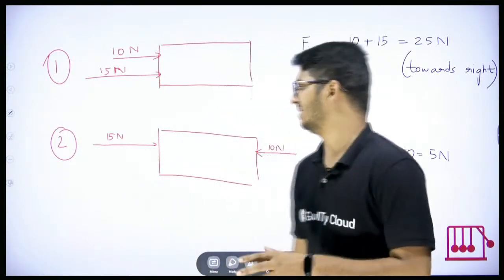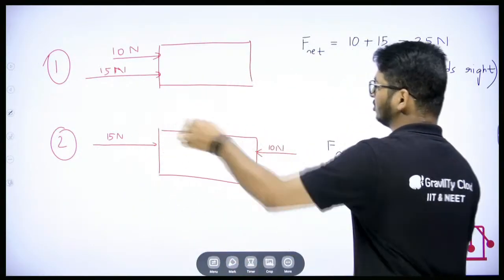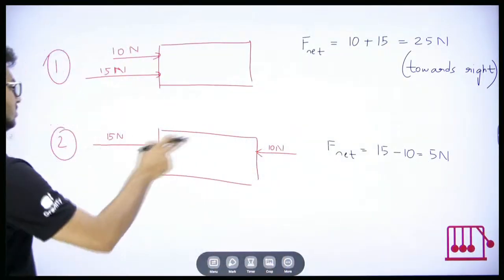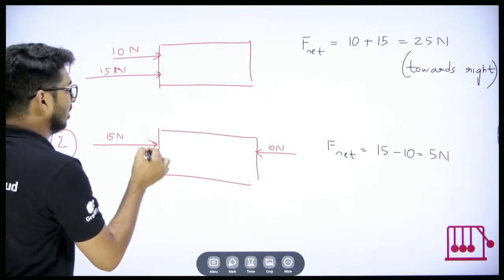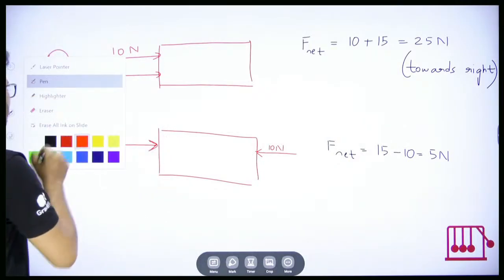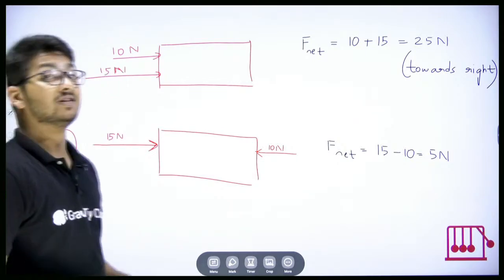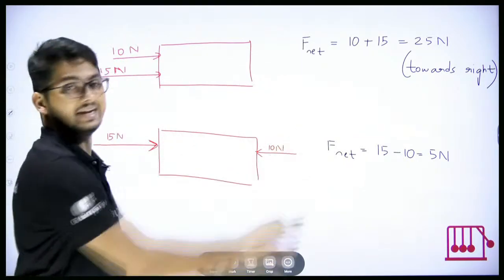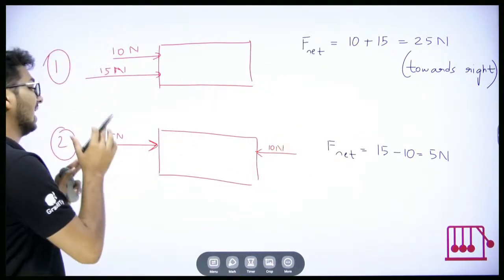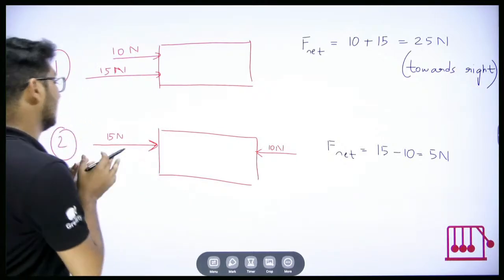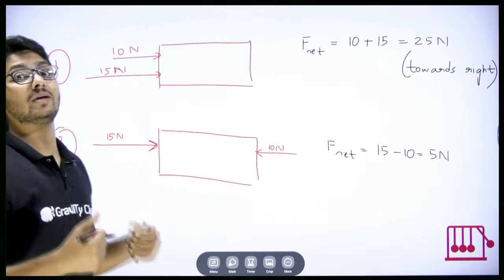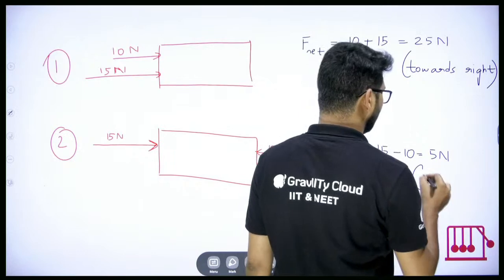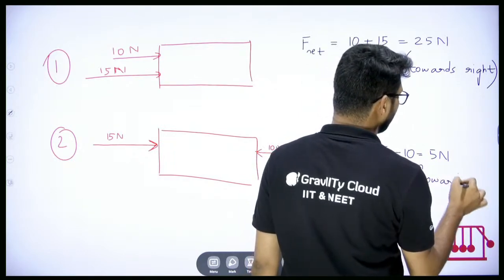Forget about everything else. Let's say on the box there are only these two forces, 15 Newton and 10 Newton. No friction, nothing. Only these two forces, 15 and 10. Now in which direction will the box move? Very simple. The box will move towards right, in the direction of the larger force. So the larger force is dominant. That means here the net force 5 Newton will also be towards right.